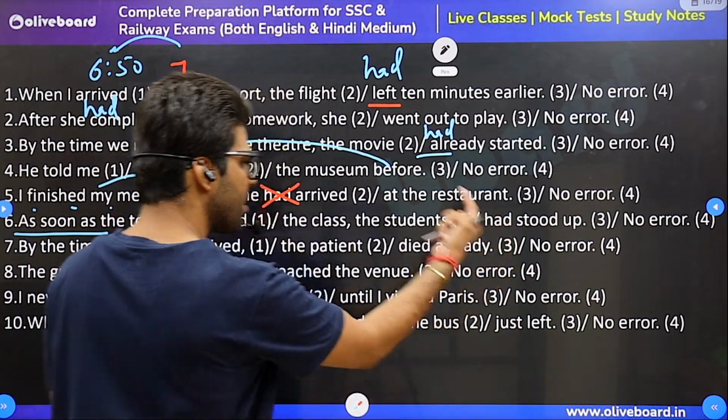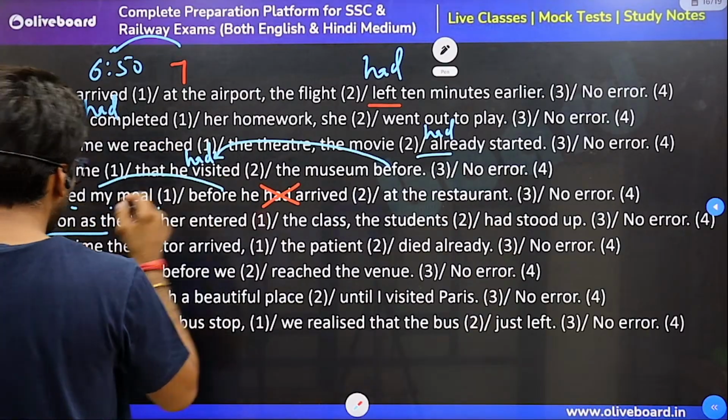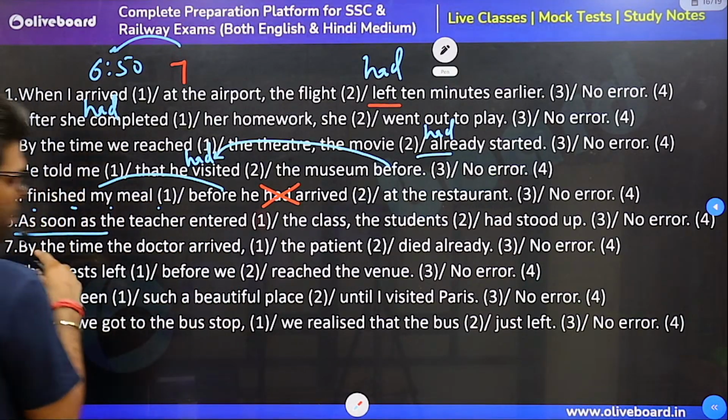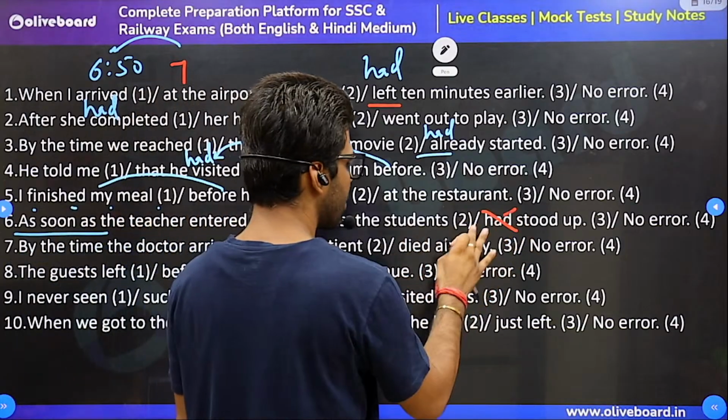They won't be standing even before the teacher. If they were, change the conjunction. Say, before the teacher entered, they had stood up. But as soon as the teacher entered, the students stood up.